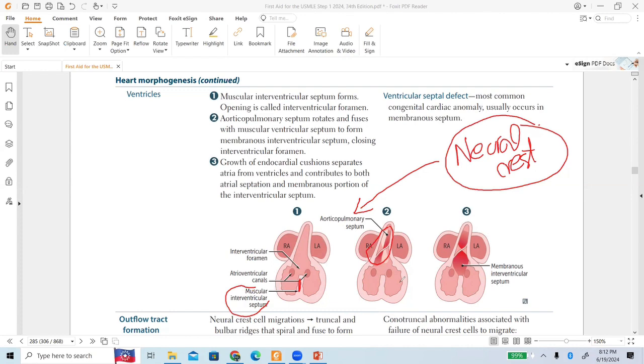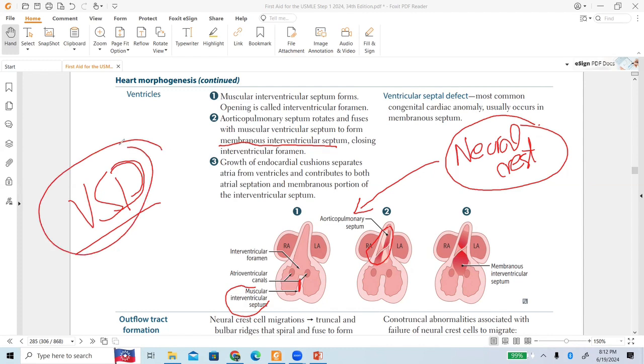So when this aorticopulmonary septum fuses with the muscular ventricular septum, it forms the membranous interventricular septum, and this is again high yield stuff. So VSD is the most common congenital cardiac anomaly, and it usually occurs in the membranous portion. If the aorticopulmonary septum does not form or does not fuse with the muscular ventricular septum, it will lead to which pathology? VSD, right?